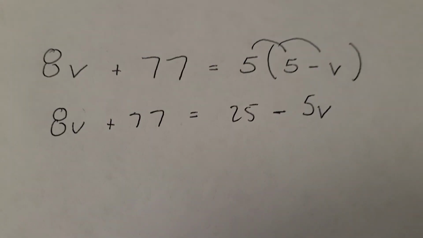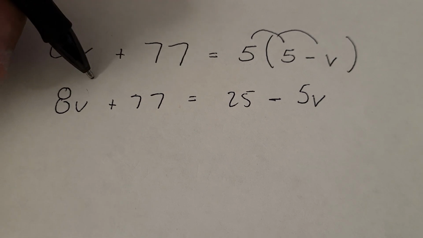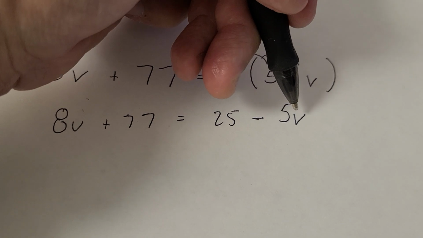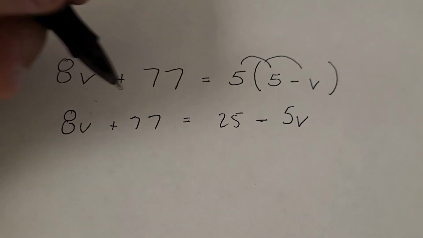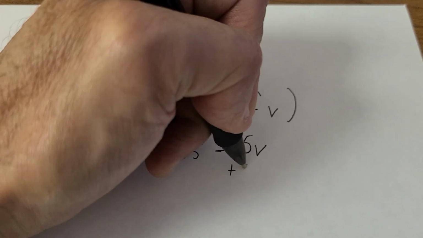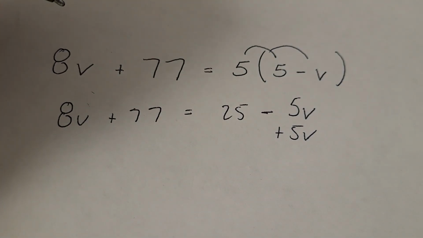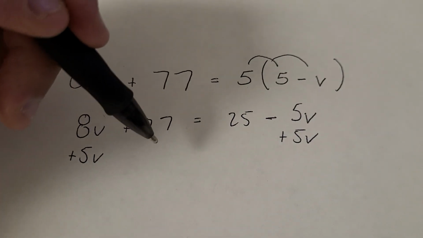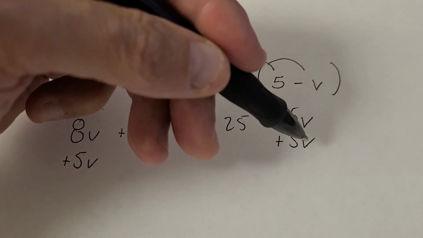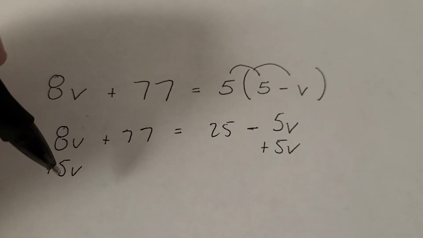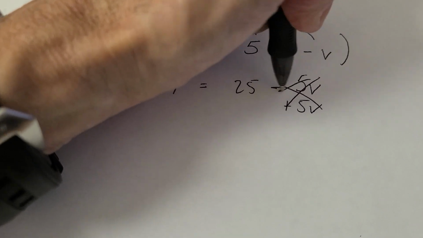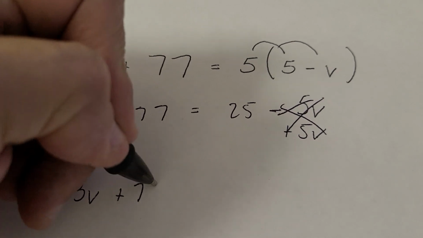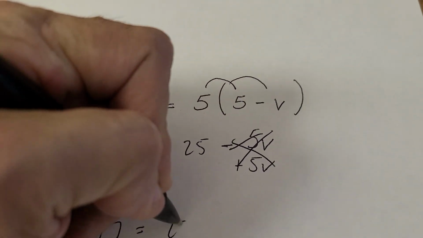Now, if you look at this, you've got a v on the left side and a v term on the right side. Now I'm going to take the negative 5v, and I'm going to move all the v's to the left. So I'm going to add 5v here, and I'm going to add 5v here. Notice I can only add v's to v terms. I can't add it to the 77. I'm going to add the v term to another v term. So these are gone. That's why we did this. These are gone. So now what you have is 13v plus 77 is equal to 25.